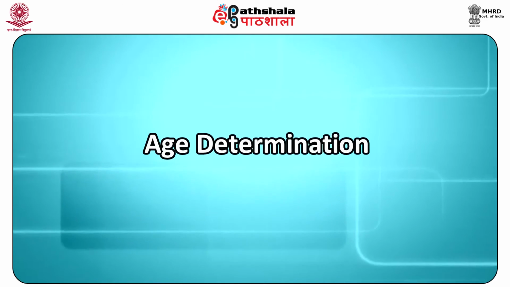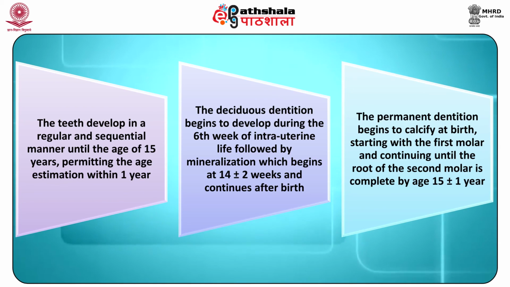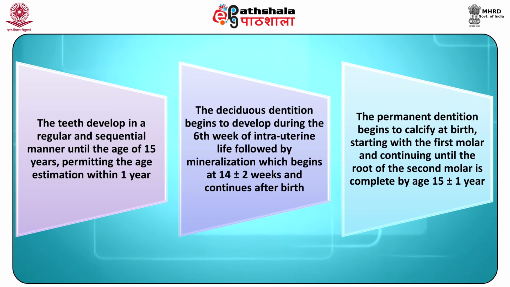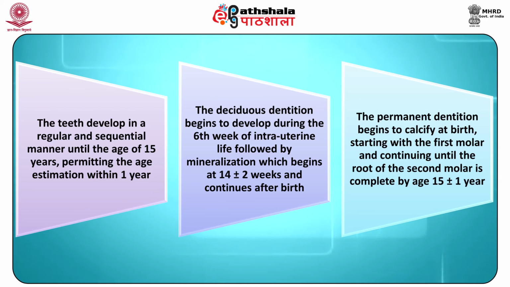Coming on to the age determination, to elaborate further, the teeth develop in a regular and sequential manner until the age of 15 years, permitting the age estimation within a range of 1 year. The deciduous dentition begins to develop during the 6th week of intrauterine life, followed by mineralization, which begins at 14 plus or minus 2 weeks and continues after birth. The permanent dentition begins to calcify at birth, starting with the first molar and continuing until the root of the second molar is complete by the age of 15 plus or minus 1 year.